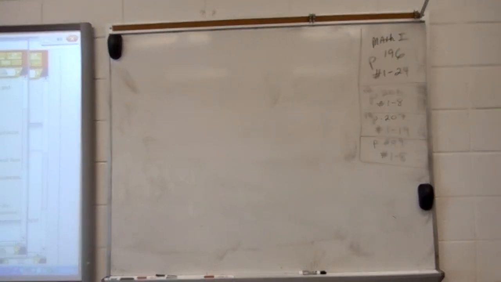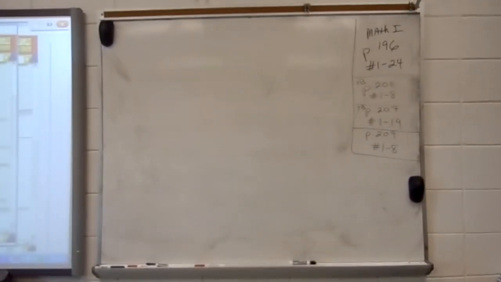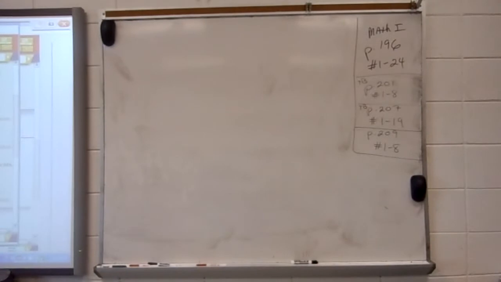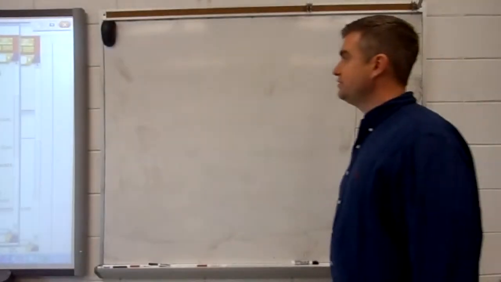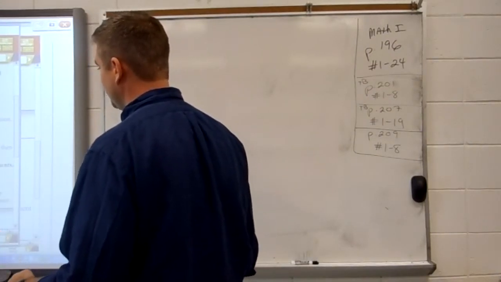Right, here we go. We're still talking about 4.3. Stay with me. We're talking about 4.3, on page 204. We've talked about a conditional statement. We talked about if-then. We talked about converse, inverse, and contrapositive.